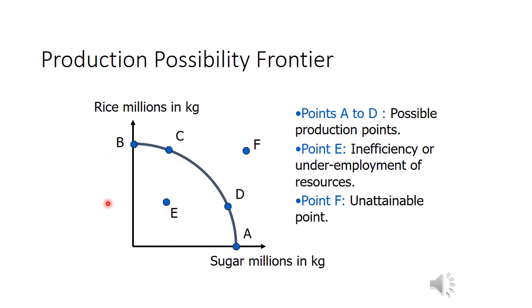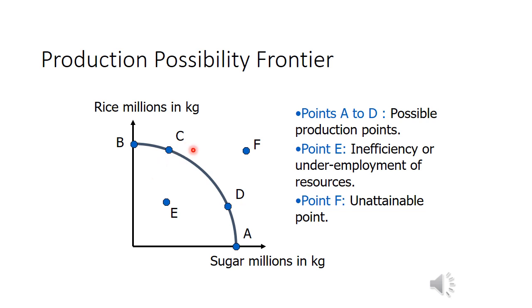Point E is a possible point as well, but it's an inefficient point because you're inside the PPF. You're producing less rice and sugar than what you could if you put all your resources to use. You're producing less rice and less sugar than the maximum you're able to, so point E is an undesirable point. You're underperforming. Point F is an impossible point. It's unattainable because you don't have the resources to produce point F.